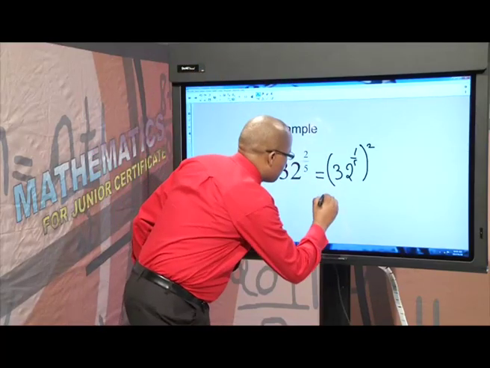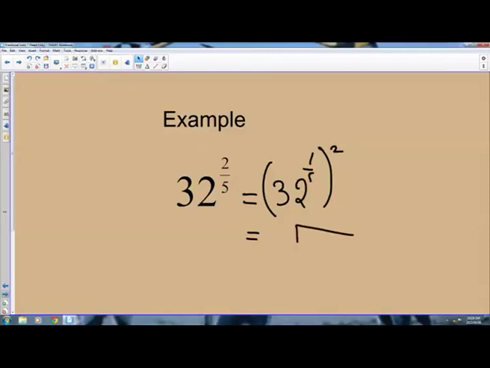So this will be the fifth root. Remember, when a number is not a 2, we have to make sure that we write it here. So this simply says the fifth root of 32. And then after getting the fifth root of 32, you need to raise it to the power 2, because it says 32 to the power 2 fifths. So first find the fifth root of 32. Then after finding the fifth root of 32, you square it.